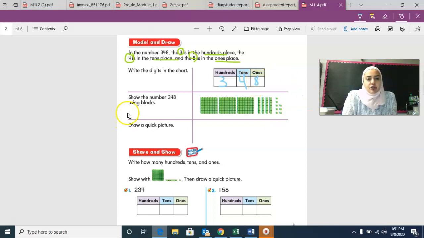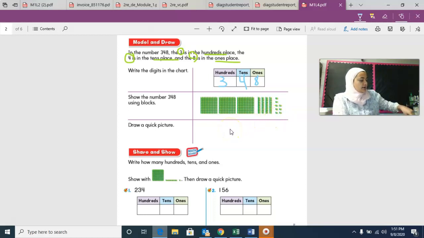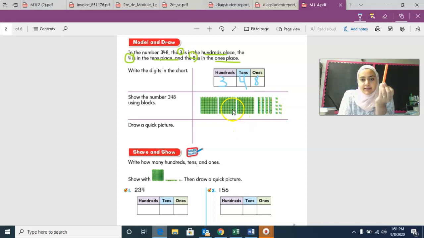All right. Show the number 348 using blocks. 348 is 3 hundreds blocks. See, these are hundreds blocks. Remember, I showed you guys yesterday? The blocks that look like this are hundreds blocks because there are 100 ones in this block. So this is a hundreds block. There are 3 hundreds blocks, and there are 4 tens blocks, right? There's 4 of these. These are tens blocks. Professor Berger called them logs. There's 4 of these. 3 hundreds, 4 tens, and how many ones?